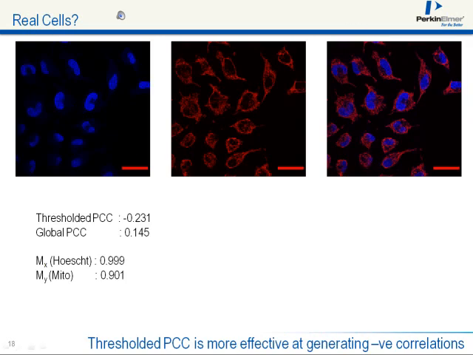The next thing we tried was analysis of real cells. These cells have been labelled with Hoechst, which is blue and labels DNA, and MitoTracker Red, which labels the mitochondria. The thresholded PCC is minus 0.231 and the global PCC is 0.145. So we've effectively generated a negative correlation with thresholded PCC. And that's the more accurate result because we really don't expect to see these dyes labelling the same structures. Mx and My are both very high because the Hoechst actually labels the cytoplasm as well, although rather faintly.